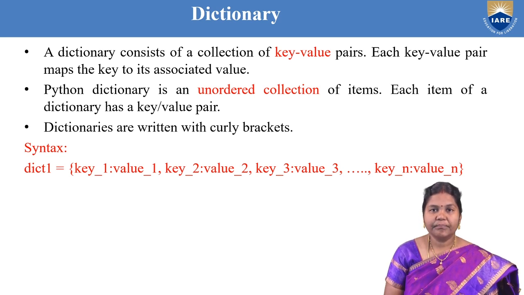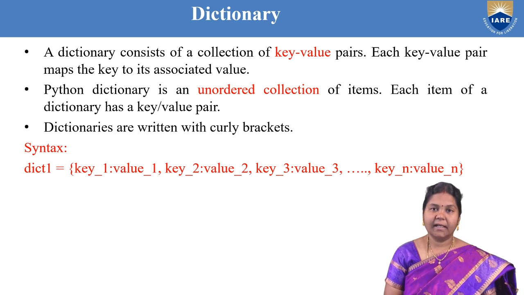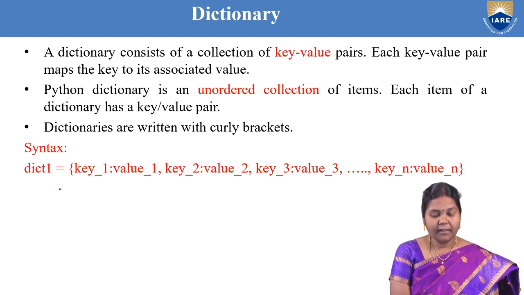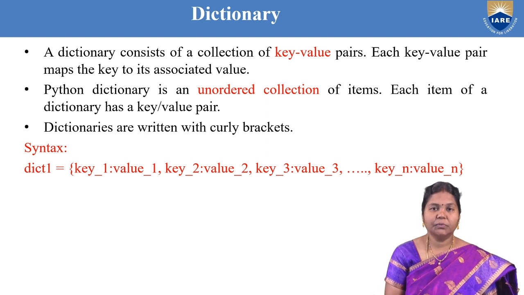A dictionary is an unordered collection of key value pairs, where each item of the dictionary has a key value pair. We can also say that it is an unordered collection of key value pairs or items. Dictionaries are normally written in curly braces in Python. Let us see the syntax of a dictionary. Dictionary D1 or dict1 is equal to key colon its value. A number of keys and their associated values can be written, separated by commas and enclosed within curly braces. This is the definition of a dictionary.